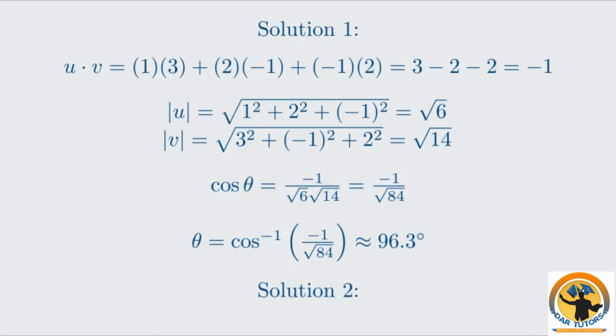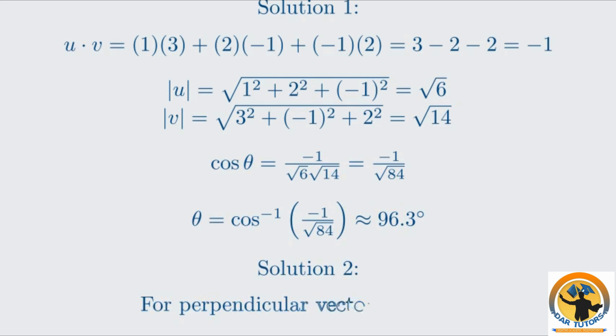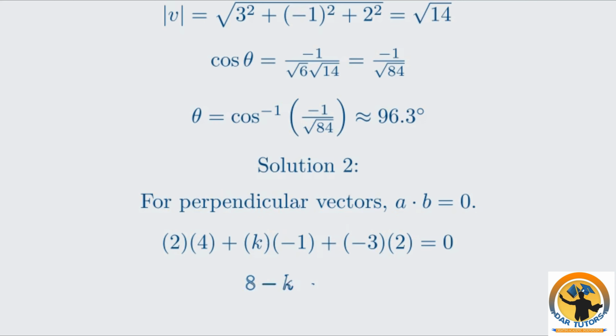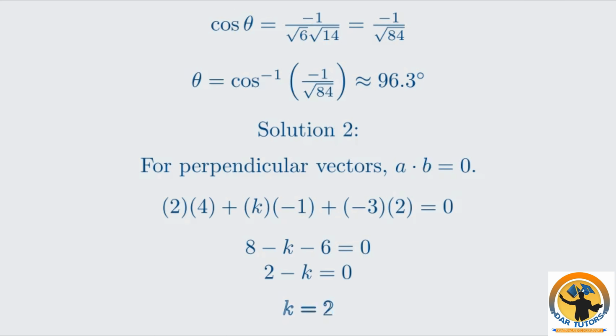For question 2, we need to find k for perpendicular vectors. We set their scalar product to 0. This gives us 2 times 4 plus k times minus 1 plus minus 3 times 2 equals 0. This simplifies to 8 minus k minus 6 equals 0, which means 2 minus k equals 0. Therefore, k must be 2.